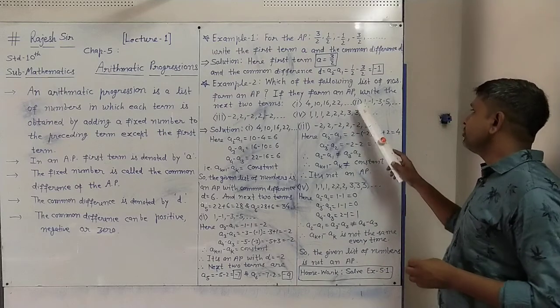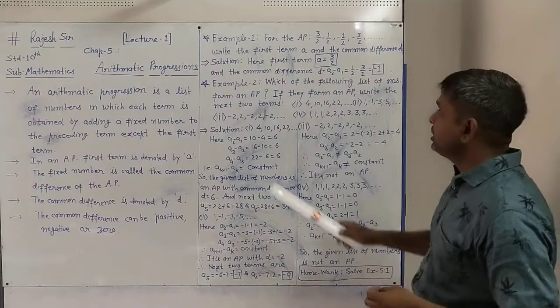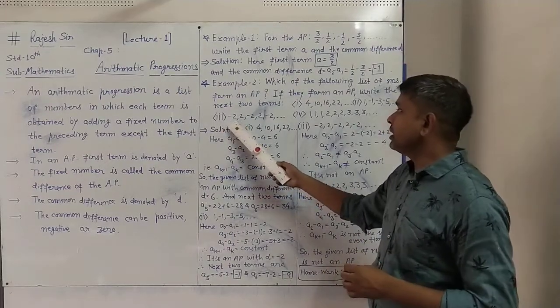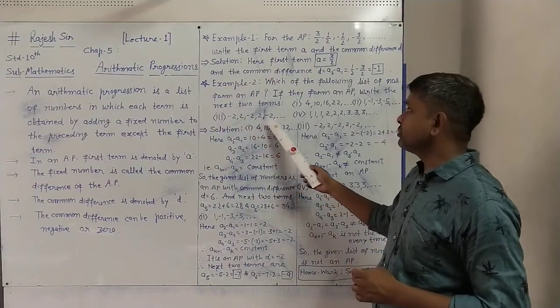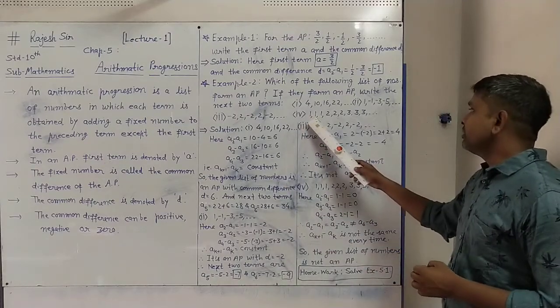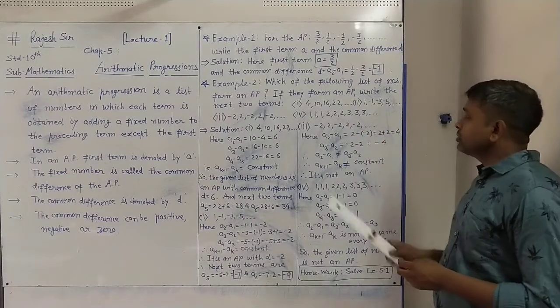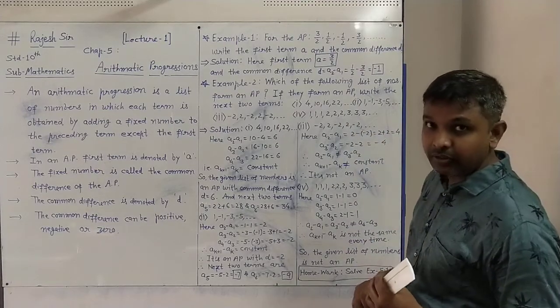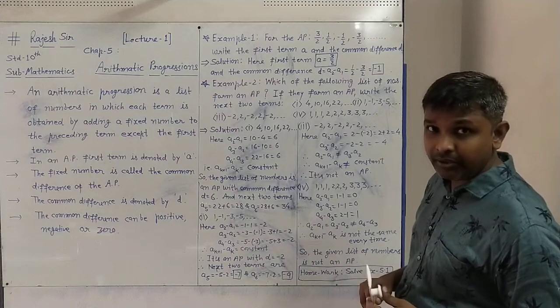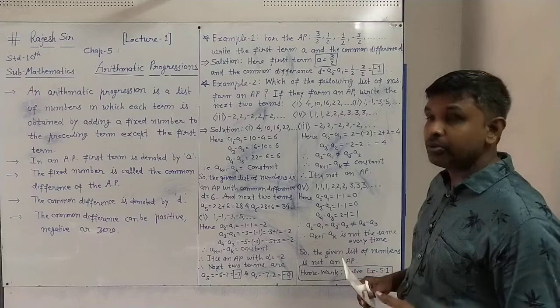Second list of numbers are 1, minus 1, minus 3, minus 5 and so on. Third list of numbers are minus 2, 2, minus 2, 2, minus 2, and so on. Fourth list of numbers are 1, 1, 1, 2, 2, 2, 3, 3, 3, and so on. So we have to check in all four which of the lists of numbers are AP and which are not. And if they are in AP, we have to find the next two terms also.